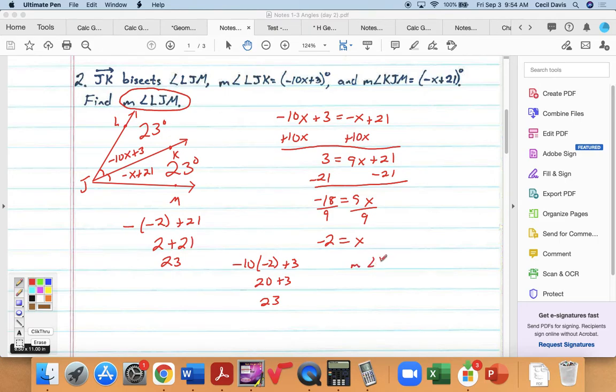So the measure of angle LJM is 23 plus 23. So the measure of angle LJM is 46 degrees. All right.